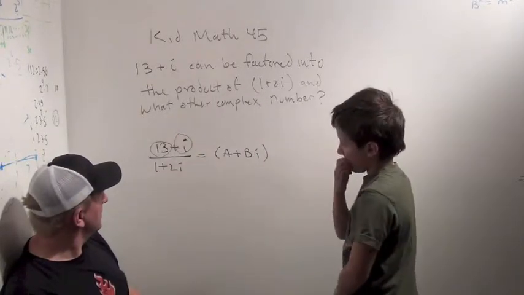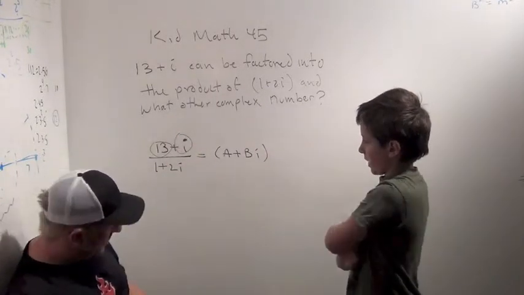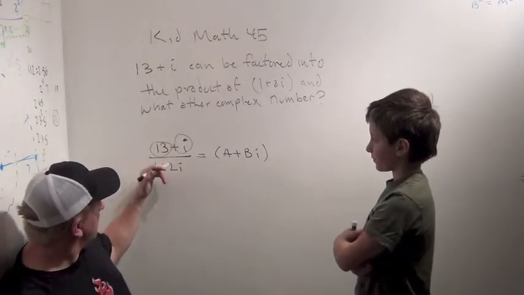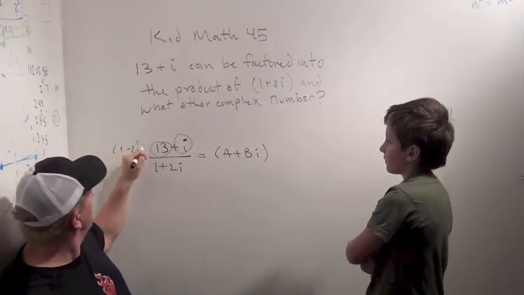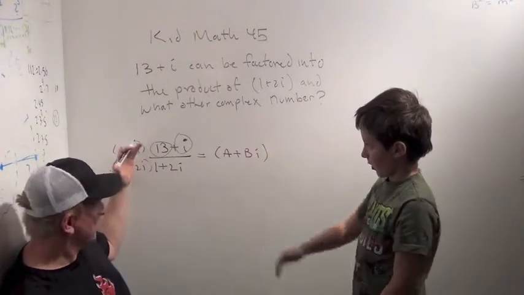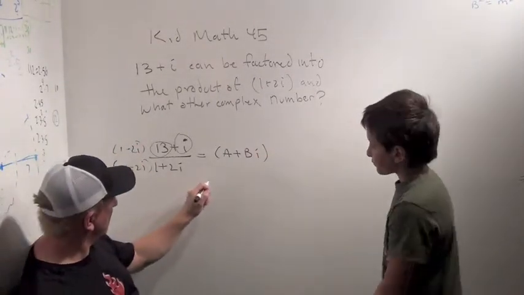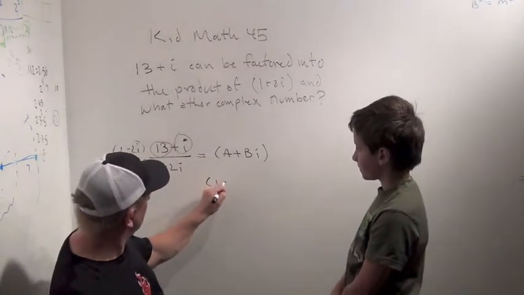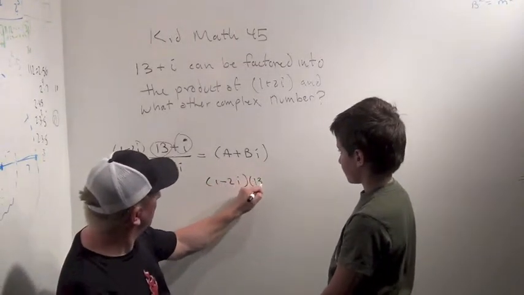We can multiply by 1 minus 2i over 1 minus 2i. Right, that's why. So now we multiply by 1 minus 2i over 1 minus 2i. And we don't have to do it on the other side because it's just multiplying by 1. Right, we're just multiplying by 1 here. So we have to evaluate 1 minus 2i times 13 plus i.